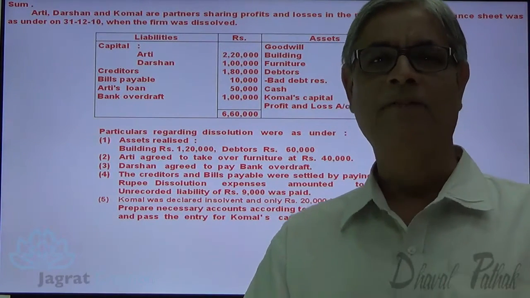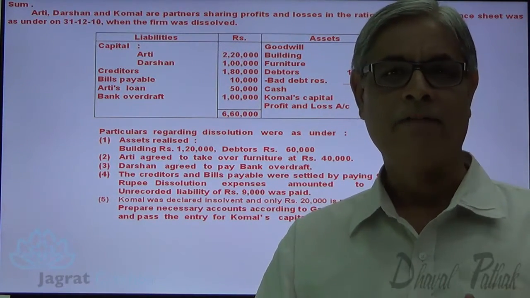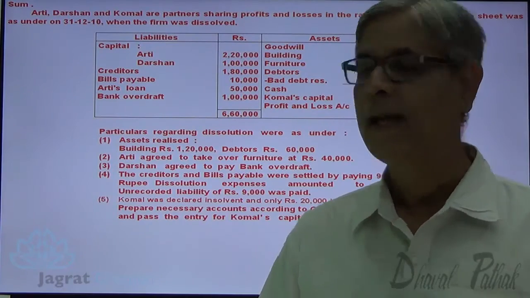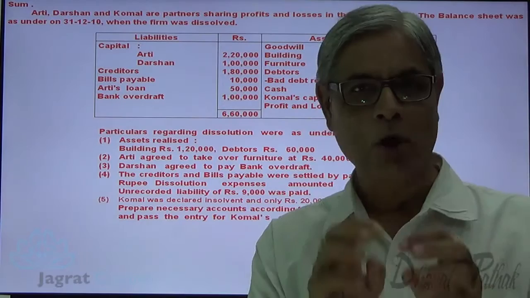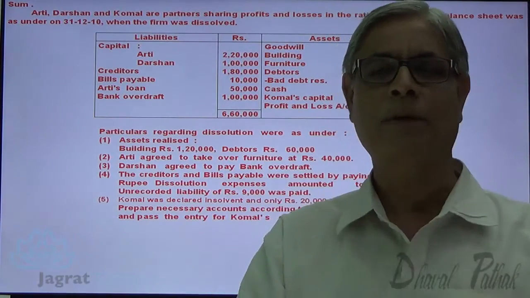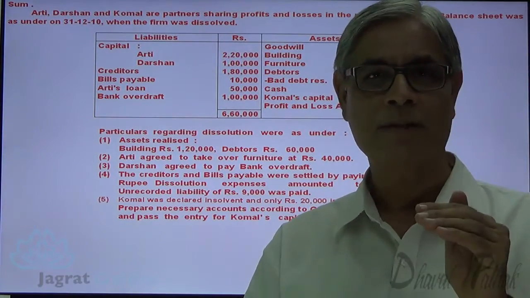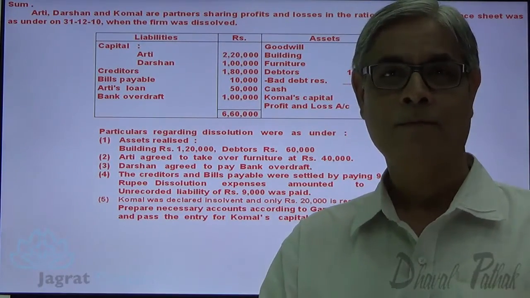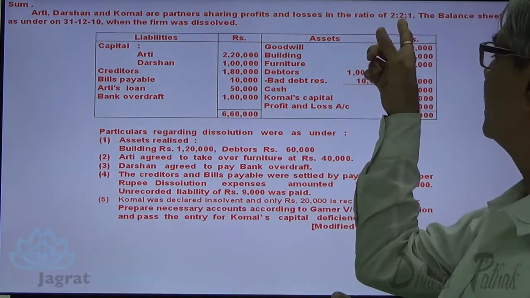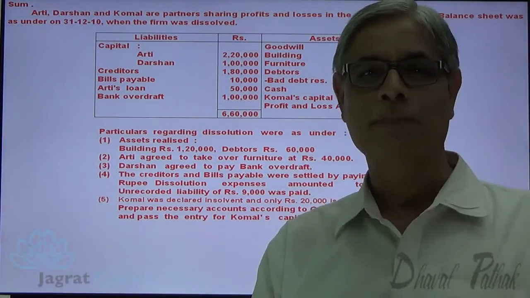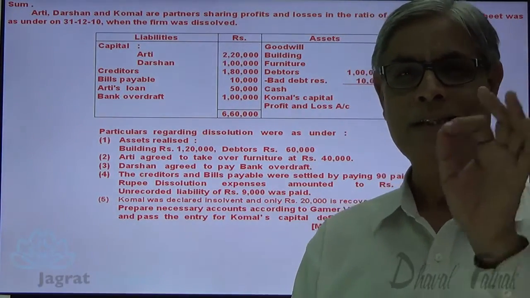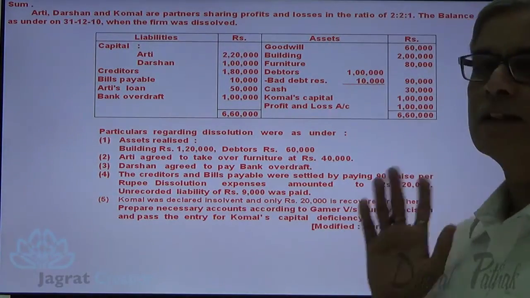In business, normally we go for operating, investing and financing activities. And this amount which could not be recovered from Komal is not a loss of any of these three activities of the business. So this loss is not a business loss. And it cannot be distributed in the ratio of 2:2:1. That is the judicial pronouncement made by Justice Joyce in the decision of Garner versus Murray.